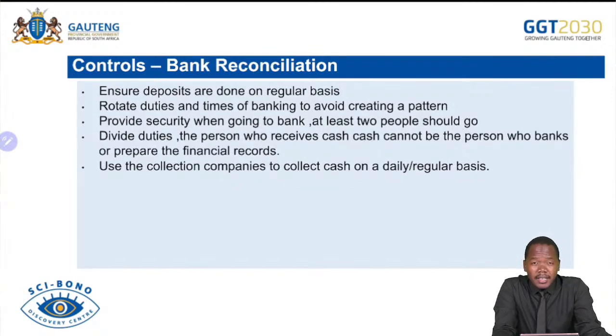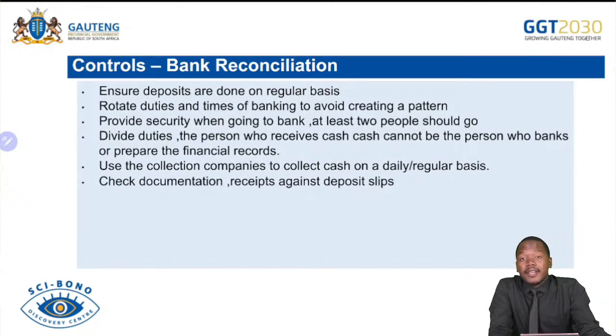Grade 12, these controls are very important when it comes to the theory of bank reconciliation. Next item, use a collection company to collect cash on a daily or regular basis. As I've said, grade 12s, if you're having millions in your bank account, if I'm Pick n Pay or Spar or Woolworths, definitely I would never send someone because we are making a lot of money every day. I will always hire a security company, cash in transit, to come and make the deposits for me.